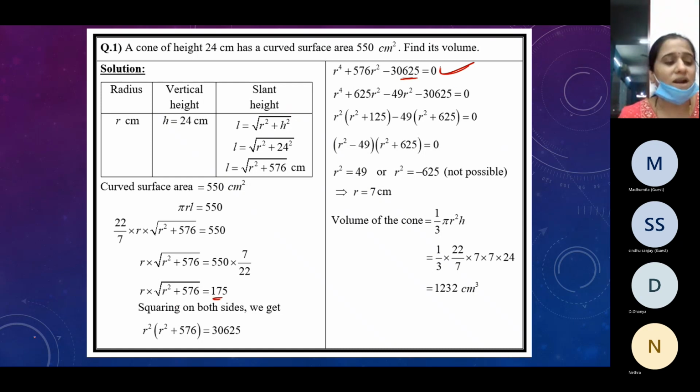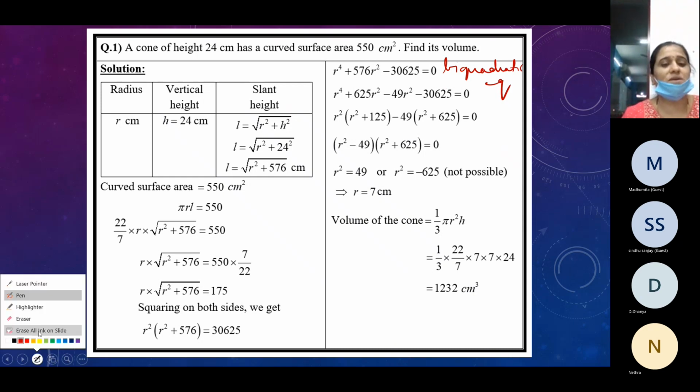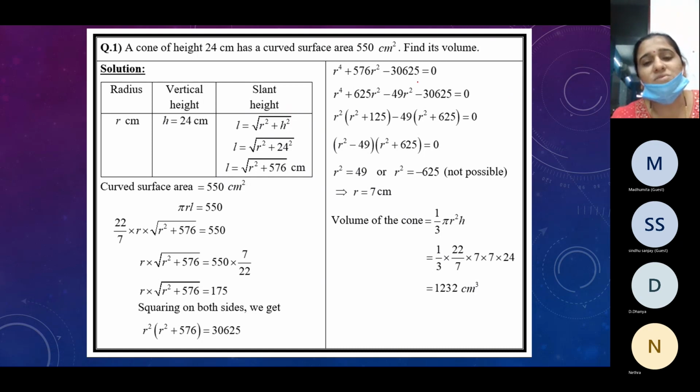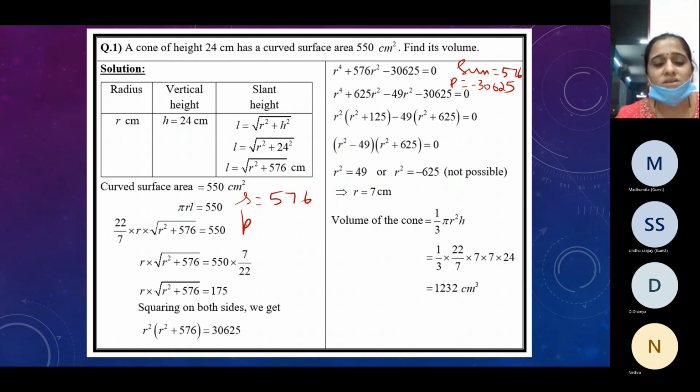So this is the biquadratic equation, which can be solved like a quadratic equation by splitting the middle term. So we split the middle term. We find two numbers whose sum is 576 and whose product is minus 30625. So it's a biquadratic equation where the sum is 576 and the product is minus 30625.